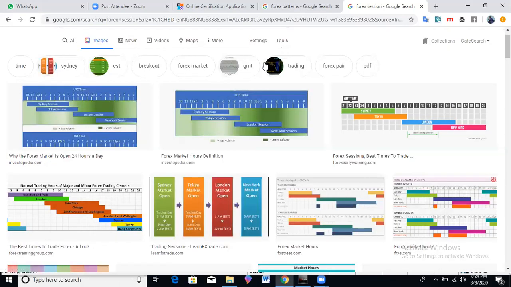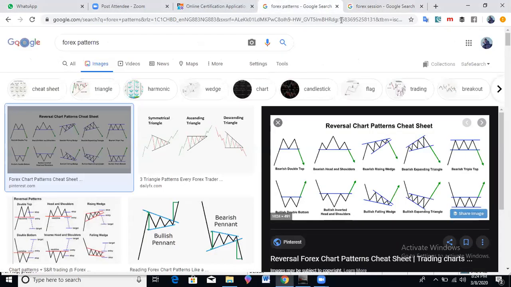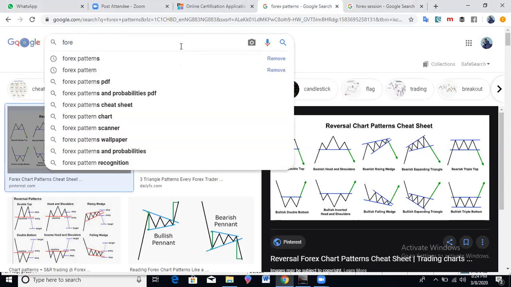So let's go to what we actually want to talk about tonight. Patterns. I'm going to talk about just a few patterns, and then you need to understand how to trade them. The first one is the double top. So let's start with the double top patterns.